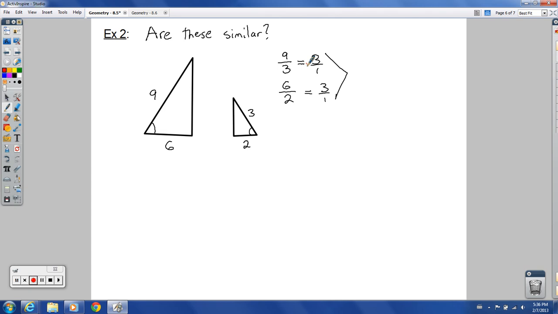Let's put our different color here, circle that, and we can say the sides are proportional. And then do we have an included angle here? Yes, we have the angle in between them. It's not the one outside of there, it's the one where these two sides come together, where the 3 and the 2 come together, it's the angle in between them. Where the 9 and the 6 come together, it's the angle in between them.